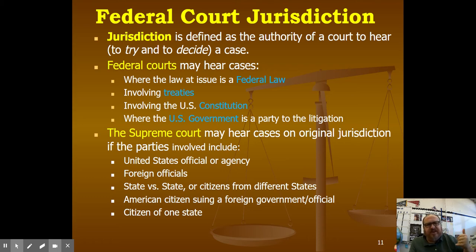Other than that, the majority of the power that the Supreme Court has is appellate jurisdiction. So that means that a case has come up from one of the lower federal courts. So when a case comes up from a lower federal court to the Supreme Court on appeal, okay, that's appellate jurisdiction. Original jurisdiction has to fall under one of these.